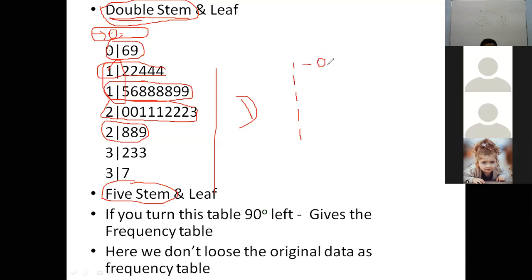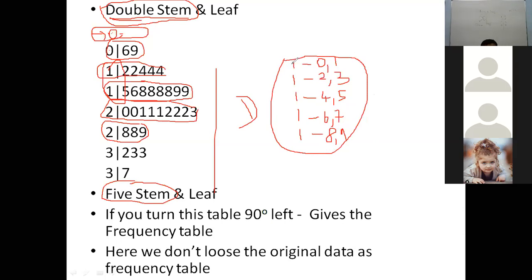0 and 1. That means 10 and 11 are accommodated there. What about the second category? 2 and 3. What about the third category? 4 and 5. Then the fourth category, 6 and 7. And the last category, 8 and 9. You understand? So this is called 5 stem and leaf.